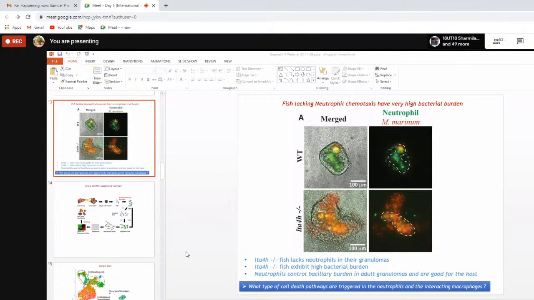Next, we focused our efforts on understanding the type of cell death pathways triggered in these neutrophils and interacting macrophages. Different types of cell death pathways exist in nature, like apoptosis, necrosis, necroptosis, pyroptosis, ferroptosis, etc. To identify specific cell death pathways triggered in neutrophils and macrophages, one should look at the transcriptome of the specific cell types to get clues about the triggered cell death pathways. So how will you do that? Next slide, sir.